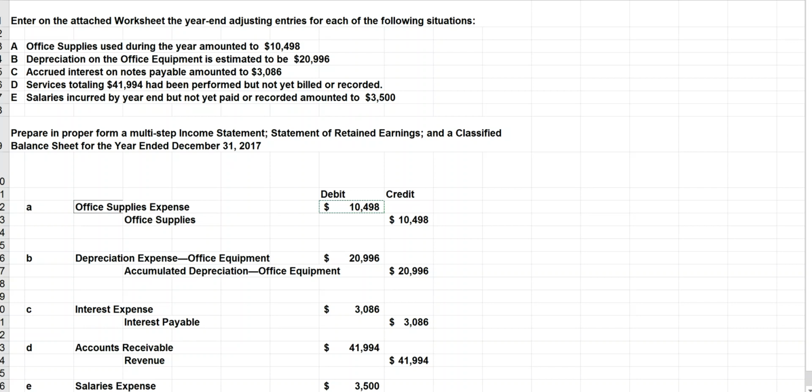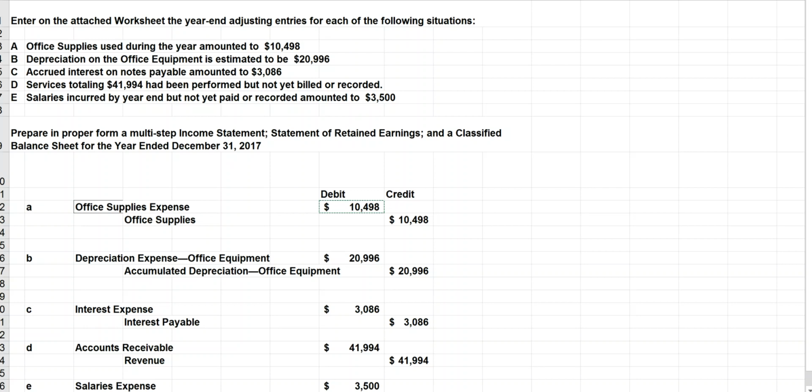So when we do an adjusting entries for prepaid expenses, we always calculate the amount used for the journal entry. So for A, we're going to debit office supplies expense for $10,498, and we're going to credit office supplies for $10,498.